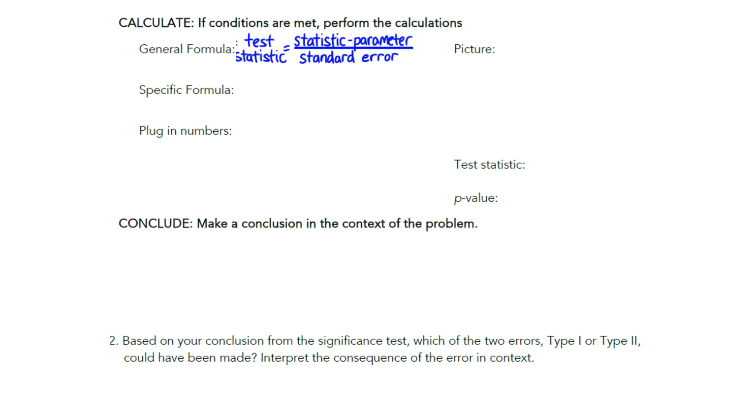The general formula is this: stat minus parameter over SE, standard error. Well, the stat now is not X bar, it's X bar 1 minus X bar 2. Our parameter is mu1 minus mu2. And our standard error is a lot more convoluted than it was before. We have 2 standard errors, so we have S1 squared over N1 and S2 squared over N2.